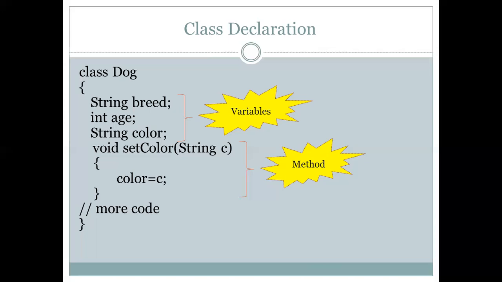You have to give the return type. Here the return type is void. Give the name of the method. The name of the method I've given here is set color, and then with arguments or without arguments. Here it is taking one string variable as the argument, and whatever you want your function to do, you write it within the braces, right? And then you close your class. This is how you define a class in Java.